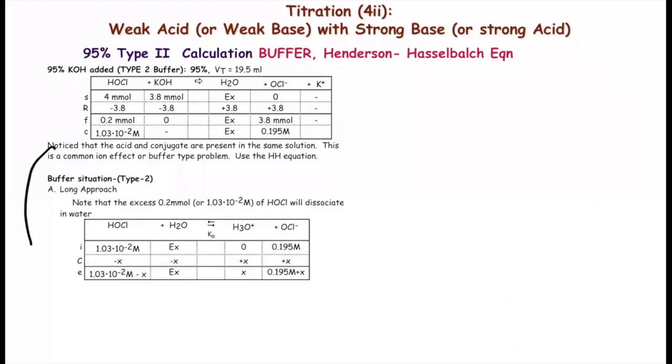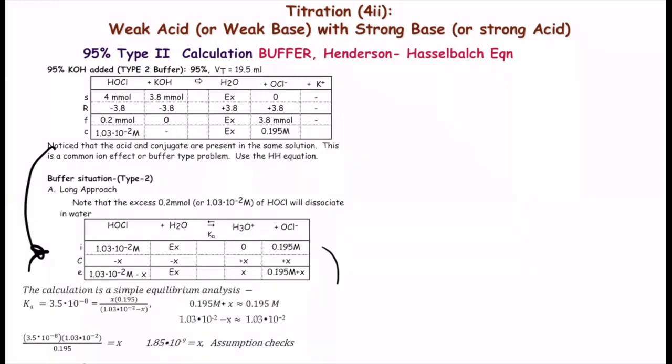This is the ICE table. This is using the mass action expression, making simplifying assumptions. If you do that math, it comes out to a pH of 8.73. That is your mass action expression, and again, we're doing simplifying assumptions here.